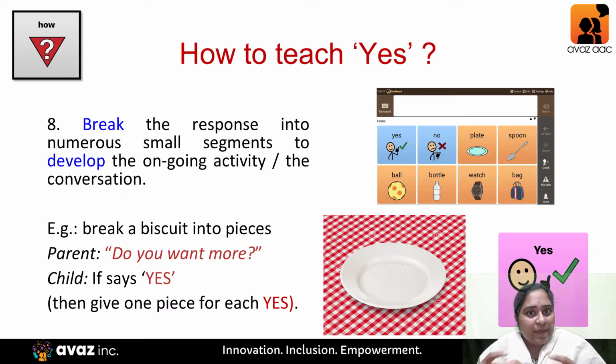Do not give the whole packet of biscuits and get contented that your child has successfully imitated you and used yes in the conversation. Rather, you can break this activity into several small segments, and elongate the conversation, making way for the child to give more such similar responses. For example, you can say yes and give a piece of the biscuit, so that after finishing the piece, you can again ask, do you want some more? And the child will come up with the answer yes.